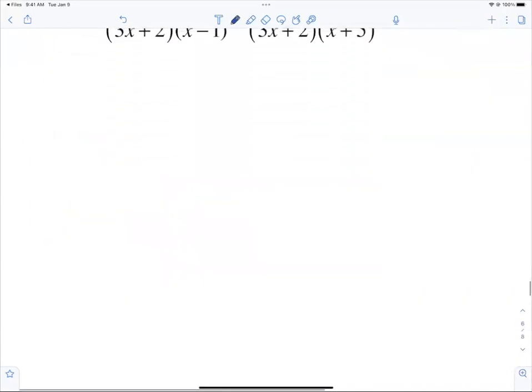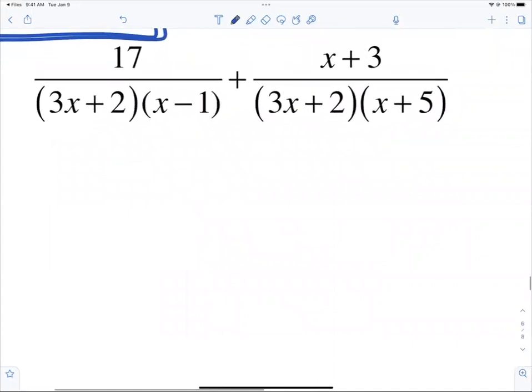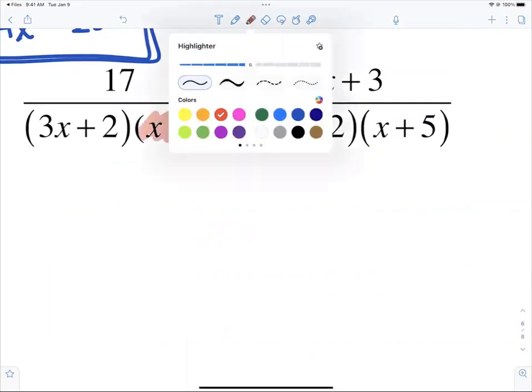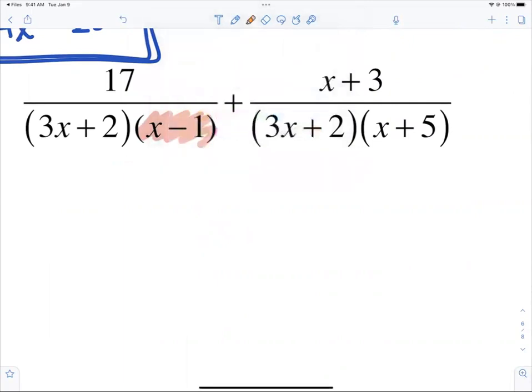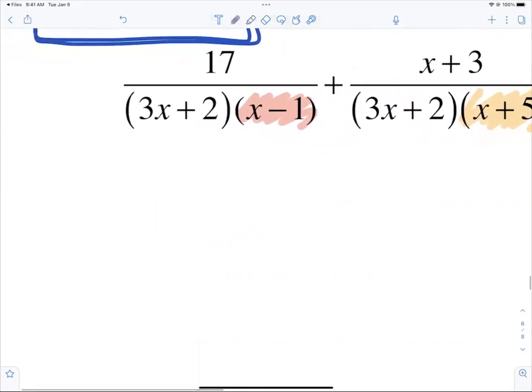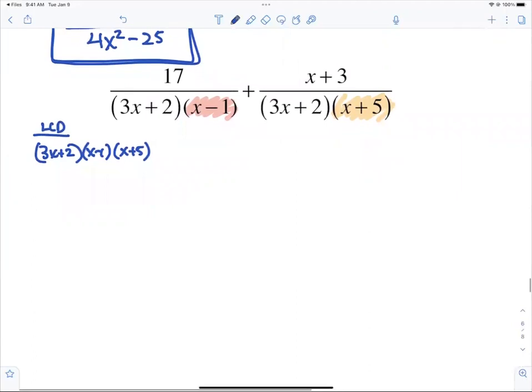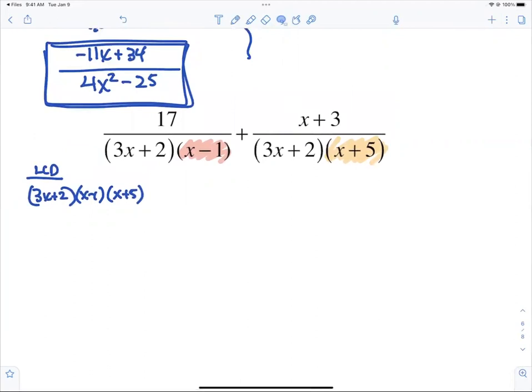The last example, the most complicated example: I'm looking at it, and it looks like you've got a common denominator, but actually you don't. You've got x minus 1 and then over here, x minus 5. So they're close, but not exactly the same. So here, your LCD would be 3x plus 2, x minus 1, x plus 5. This is a good problem for learning and understanding why it's really important to choose the least common denominator and not just a denominator.